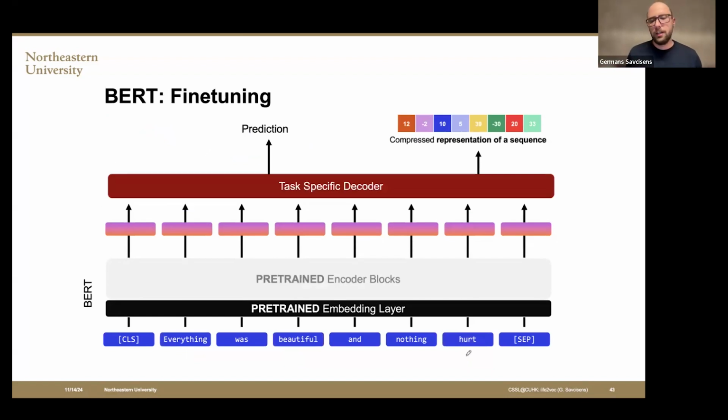In the fine-tuning, you add a task-specific decoder. So you take your pre-trained model, you add another layer that does some very task-specific predictions, and which also collapses the representation of your sequence into one vector.